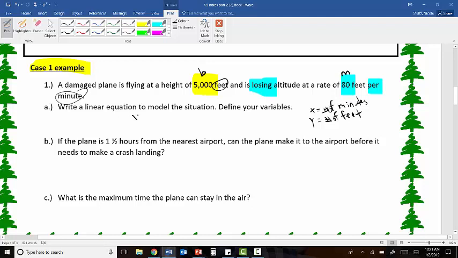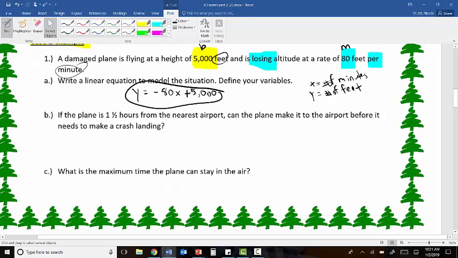So now I'm ready just to use my case 1 formula. My slope is going to be negative 80 because the plane is going down. X plus the start out height was 5,000. There's your formula. So you're going to use this to answer all the follow-up questions. The plane is an hour and a half from the nearest airport. And it says, can the plane make it to the airport before it needs to make a crash landing?